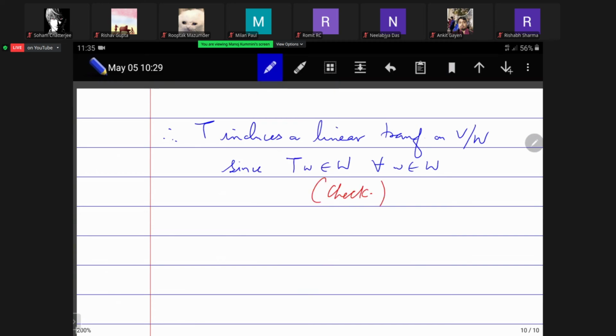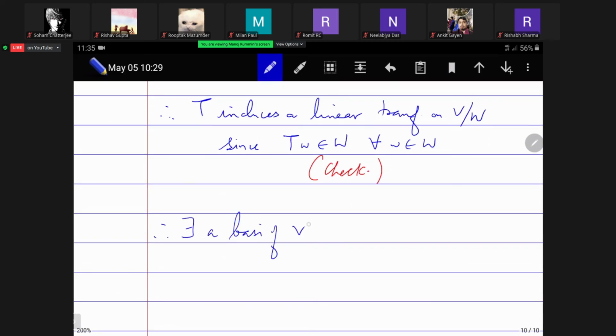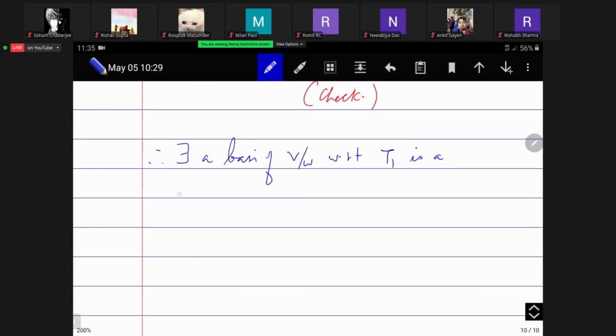Okay. Therefore, there is a basis of V. Let me call this linear transformation T1, with respect to which T1 is given by a triangular matrix. So this is what we have by induction.